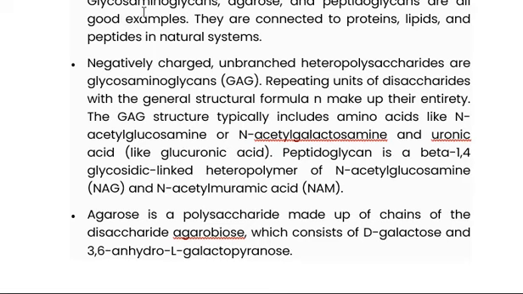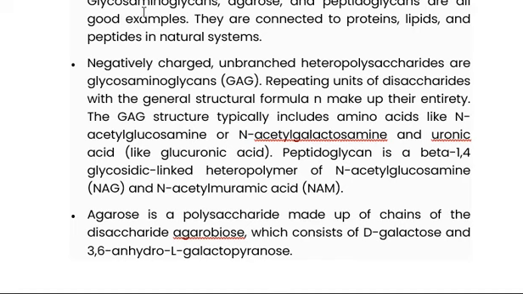Peptidoglycan is a beta-1,4 glycosidic linked heteropolymer of N-acetylglucosamine and N-acetylmuramic acid.